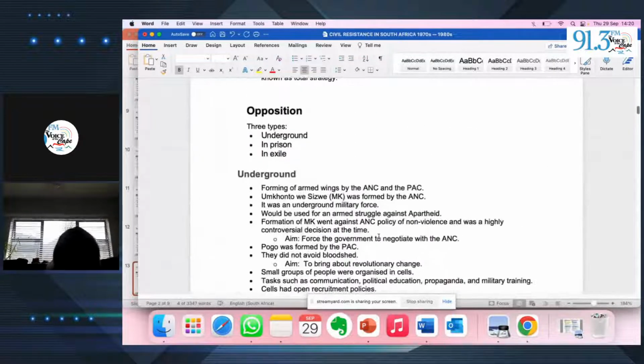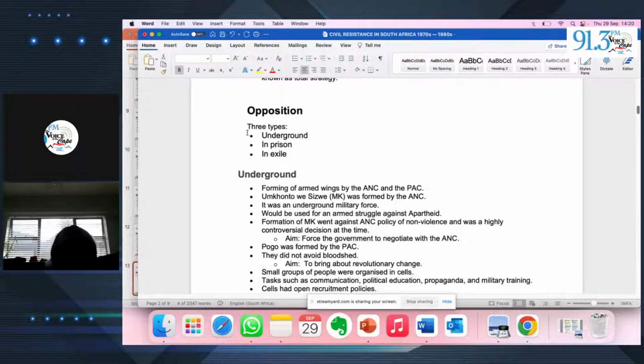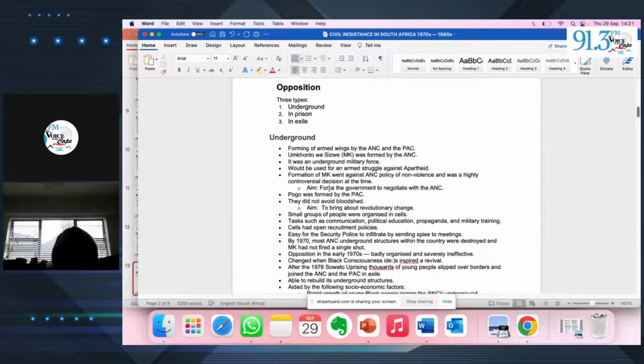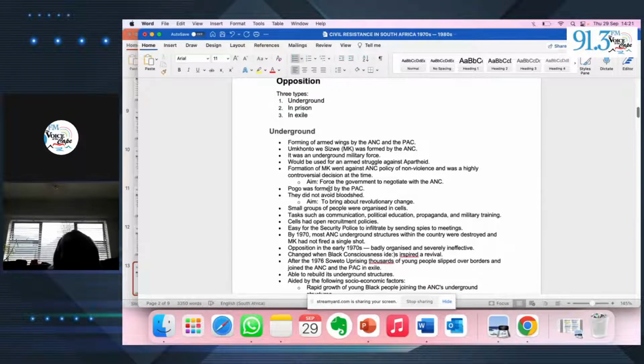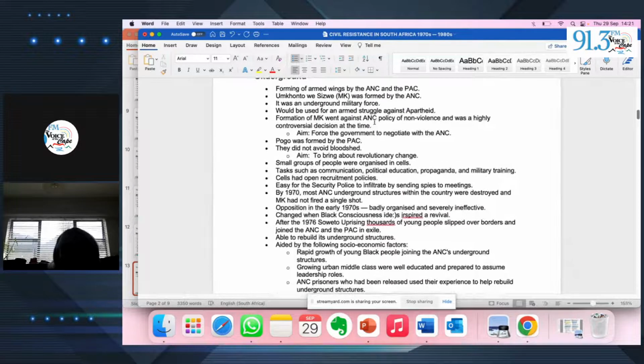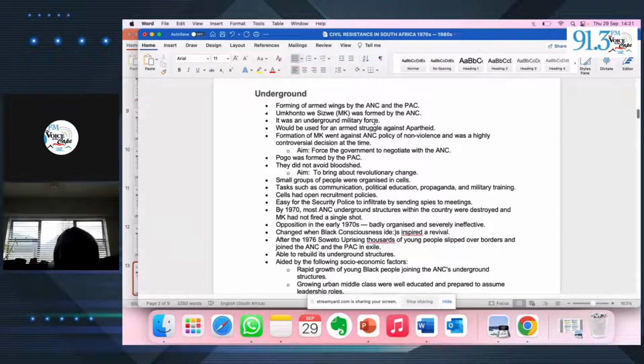Okay, so the opposition to apartheid. So there were three types. We have underground, in prison, and in exile. And then we're going to discuss each of these quickly. So the underground resistance was the forming of the armed wings by the ANC and PAC. Umkhonto we Sizwe was formed by the ANC, and it was an underground military force. It would be used for the armed struggle against apartheid.